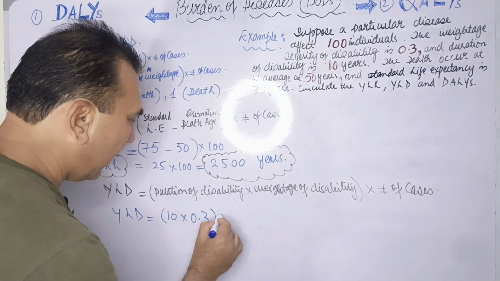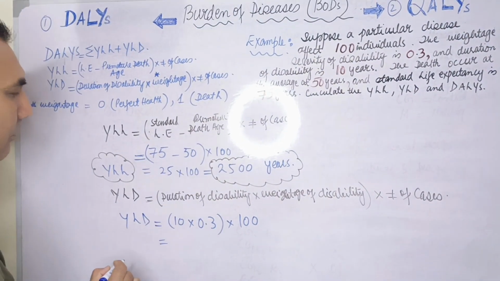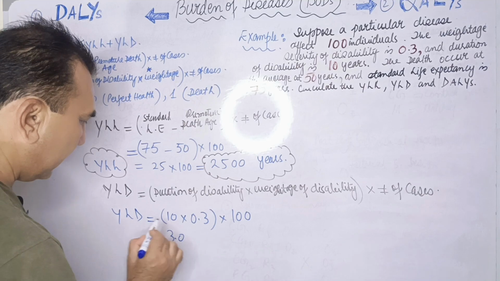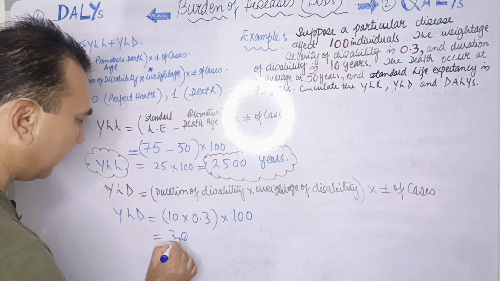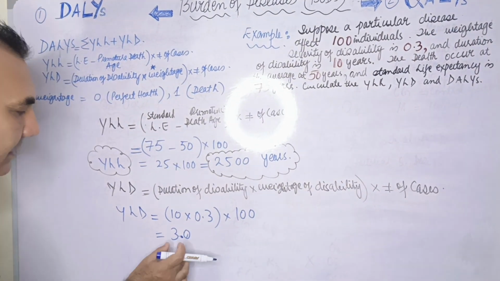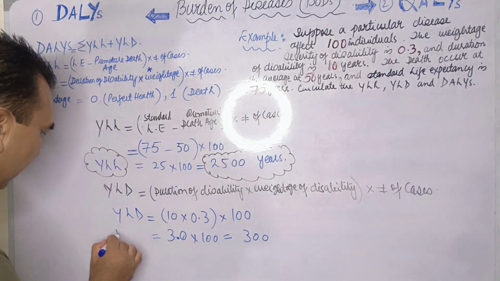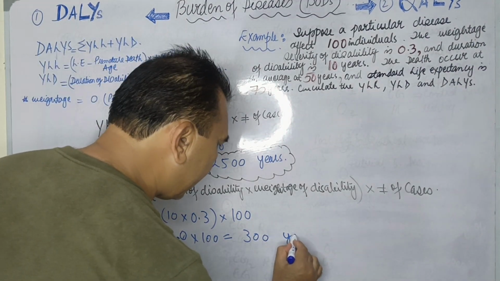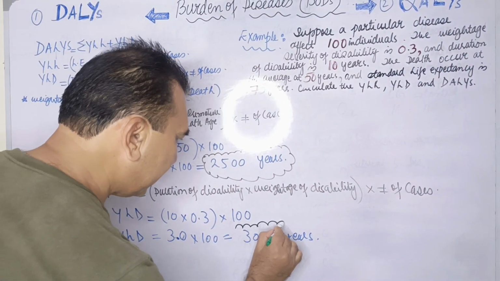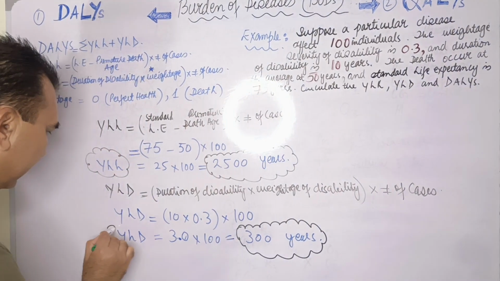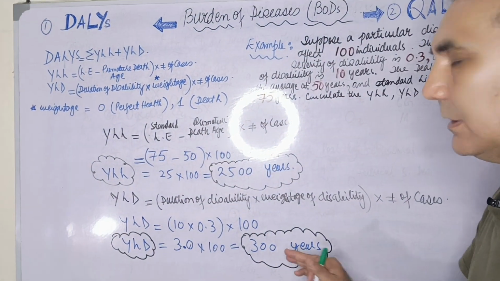Now how many cases do we have? 100. When we multiply 10 by 0.3, it becomes 3, and then applying the decimal, we multiply 3 by 100, it will be 300. So the YLD is 300 years. These 300 years are the YLD. The 100 individuals in our case live with the disability for 300 years.